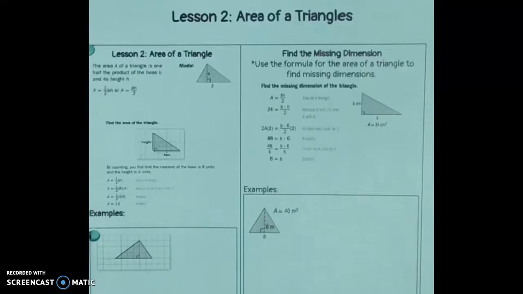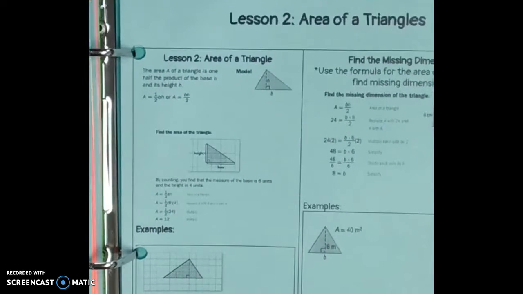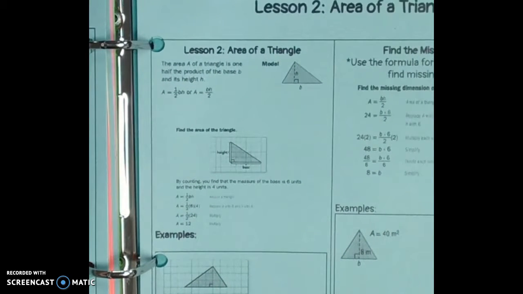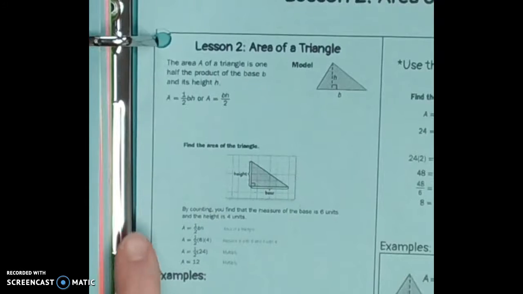Okay, today we're going to look at Lesson 2, Areas of Triangles. This is in Chapter 9. In the last lesson we learned about the area of parallelograms and rectangles, and we learned that we had to use a formula. Same with triangles. Since a triangle is half of a parallelogram, we're going to use a formula very similar to a parallelogram, but since it's half, we can do one of these two formulas.